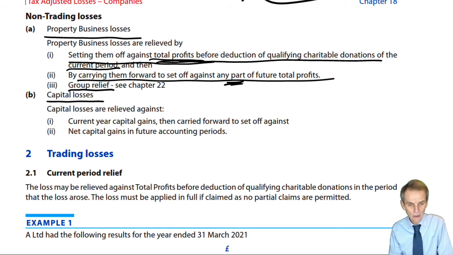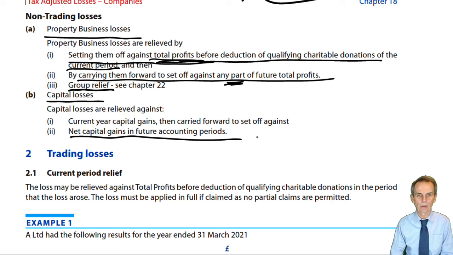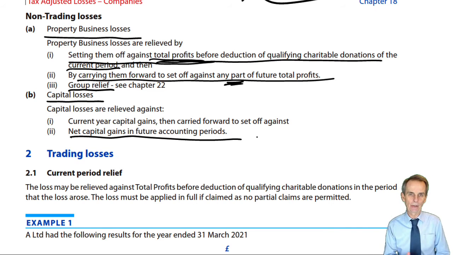Capital losses, you have to net off any capital losses made in the accounting period against any chargeable gains of that accounting period. If it is a net overall capital loss, then those net losses would be carried forward to set off against then net gains in future accounting periods. So if you have a net capital loss for the current period, that is after offsetting the losses against the gains, it can't go against any income in any of these periods; you carry forward against the future net gains.